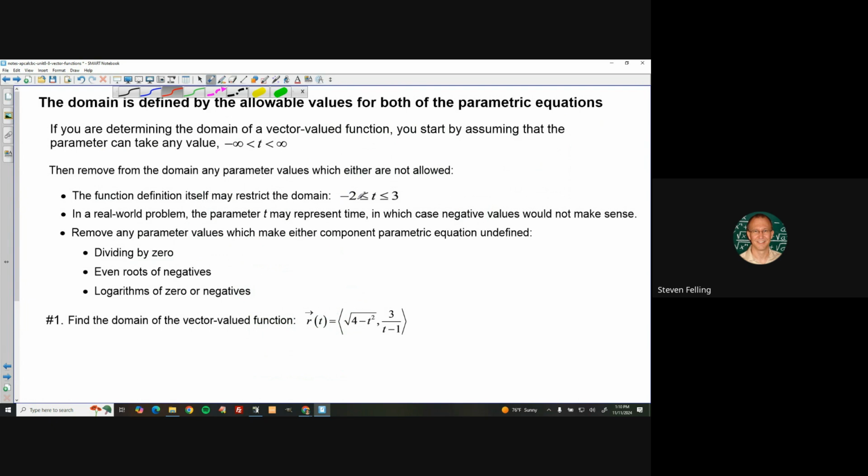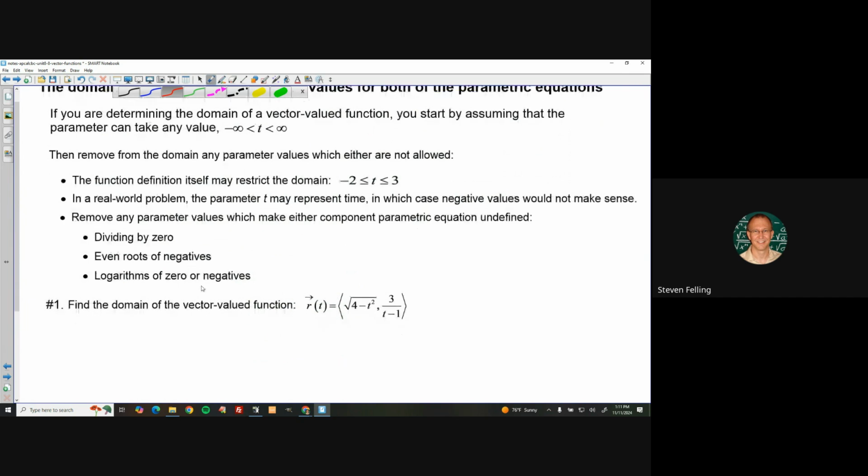They may say, oh, this is only defined for t's from -2 to 3. That could establish the domain. If it's a real world problem, the parameter t could represent time, in which case negative values might not make sense, although you shouldn't necessarily assume that. Maybe negative time does make sense in a particular problem. And then, of course, anything that makes the function undefined, like dividing by 0, even roots of a negative, like a square root of a negative, or logarithms of negatives or zeros.